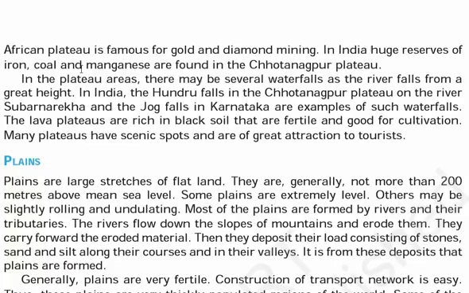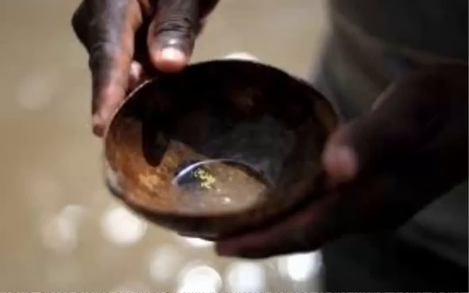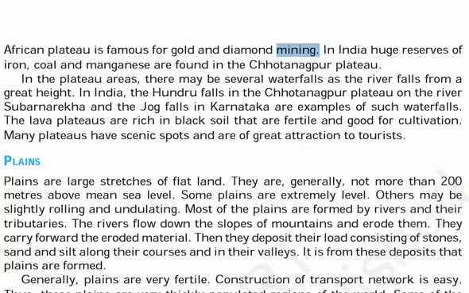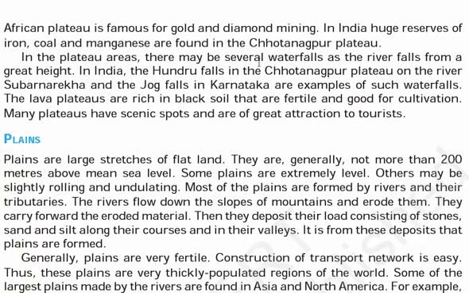Page 5. African plateaus are famous for gold and diamond mining. In India, huge reserves of iron, coal and manganese are found in the Chota Nagpur Plateau. Remember this, the Chota Nagpur Plateau is famous for iron, coal and manganese. We'll also see many waterfalls near the plateau areas, as the river falls from a greater height. In India, the Hundru Falls in the Chota Nagpur Plateau on the river Subarnarekha, and the Jog Falls in Karnataka are examples of such waterfalls.